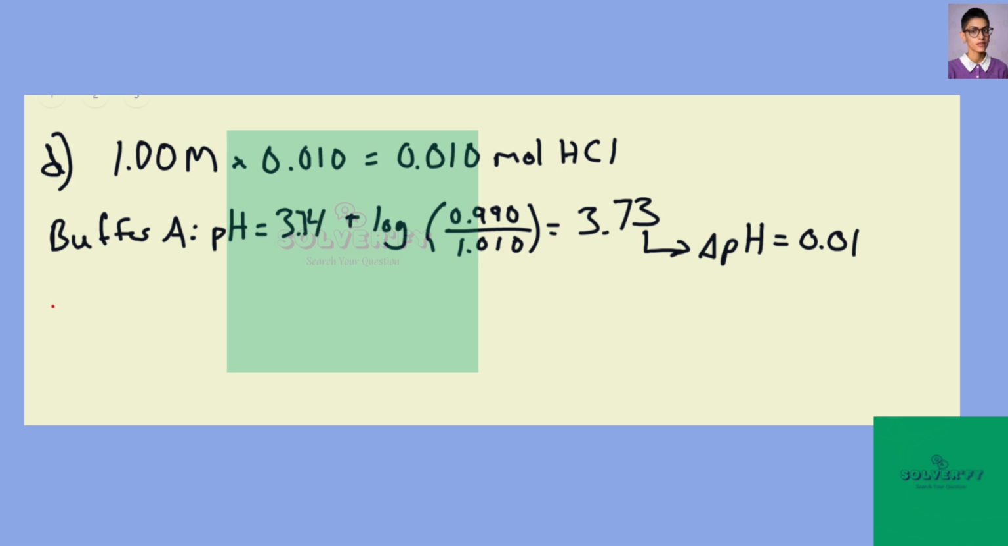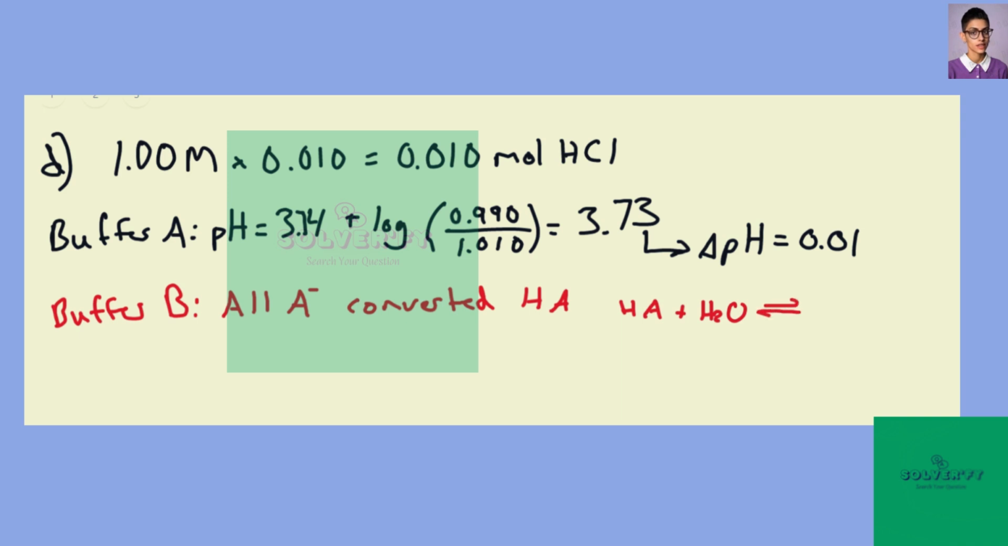Now for buffer B, we recognize that all of our A minus, since we're adding HCl, all of the formate will be converted to formic acid, the weak acid, because the moles of HCl that we're adding is equal to the moles of formate in buffer B. So we can do a small ICE table here to show what's going to happen now that we are at the equivalence point, where we have neutralized all the formate. We only have weak acid.